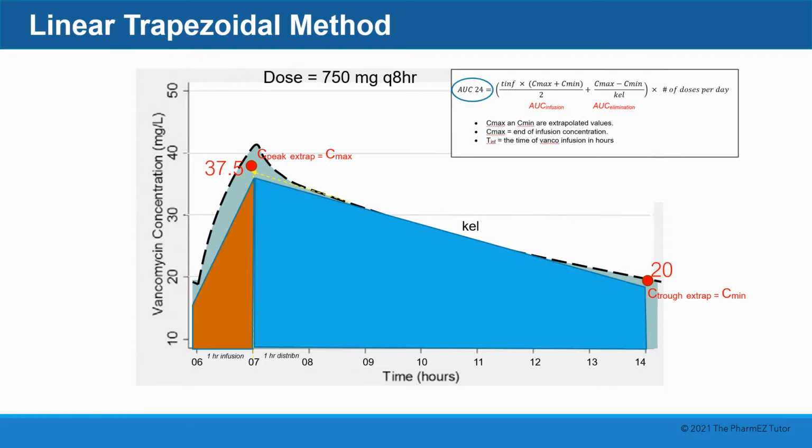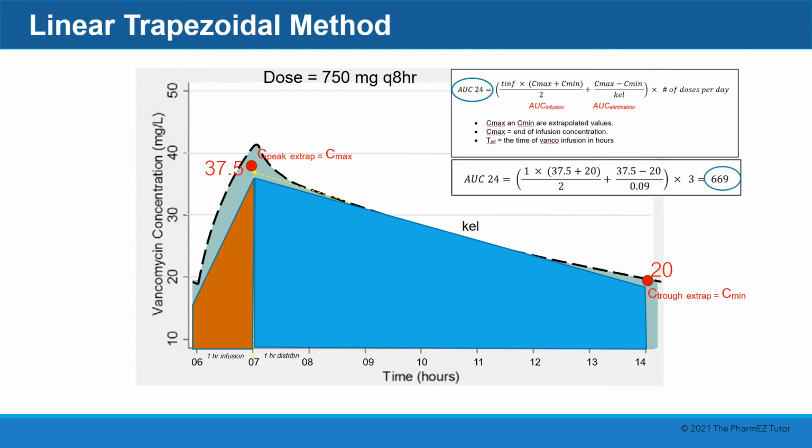We then use the extrapolated peak called Cmax, the extrapolated trough, which is Cmin, and the KEL to calculate the AUC. So the 24-hour AUC would be 1 times 37.5 plus 20 divided by 2, plus 37.5 minus 20 divided by the K 0.09, times 3 because we're giving 3 doses per day. And so the AUC 24 calculates out to 669.